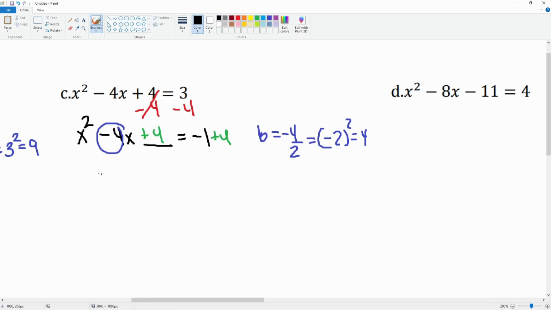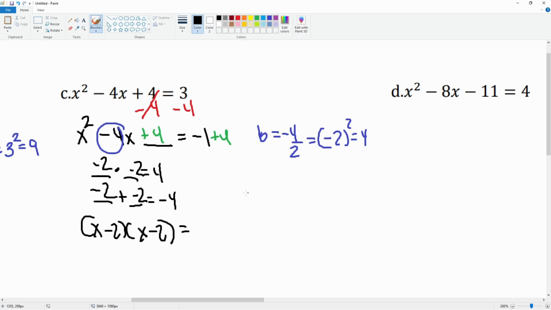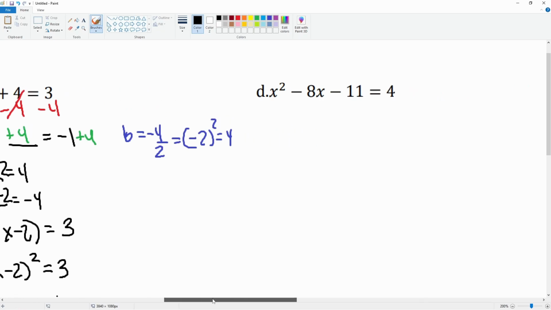We can now factor the left. Two numbers that multiply to make 4 that add up to -4. In this case, it was -2 and -2. So it's x minus 2 and x minus 2. And that's going to be equal to -1 plus 4, which is just 3. Writing this together, you have x minus 2 squared is equal to 3. Let's do D.